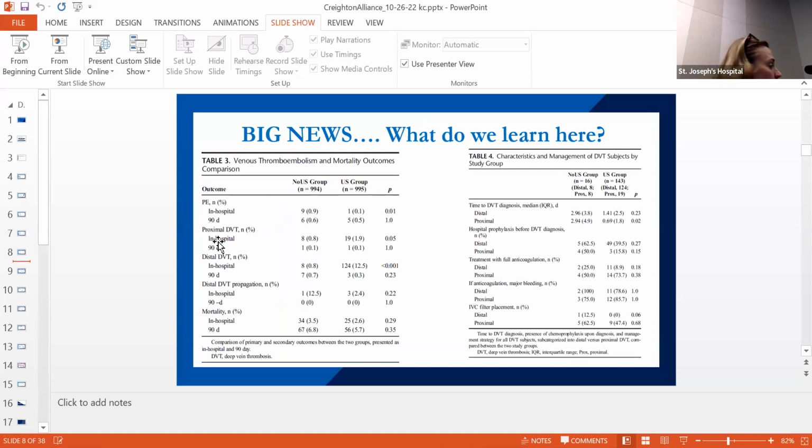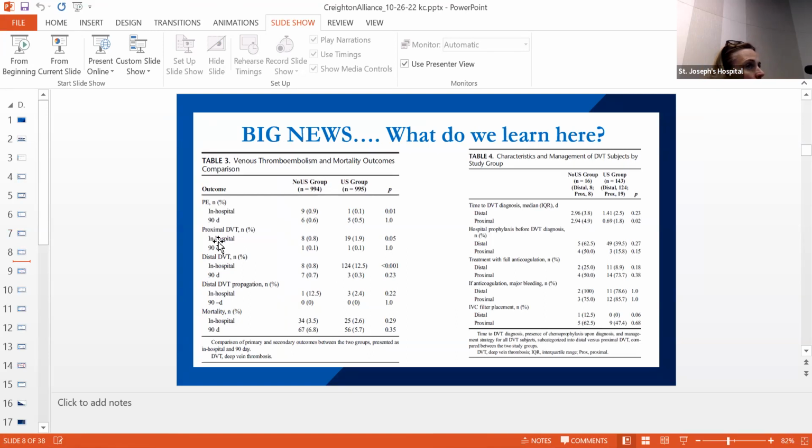If I go to table 3, the title of table 3 says mortality outcomes comparison. So that's the first clue that I've gotten in this paper so far on outcomes. So what are my outcomes for the study? DVT, PE, and mortality are my outcomes. So that's what the investigators are interested in.